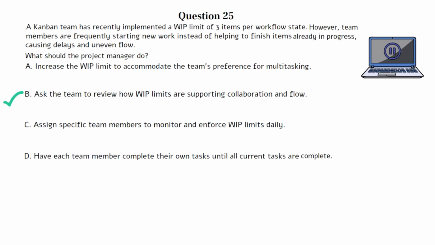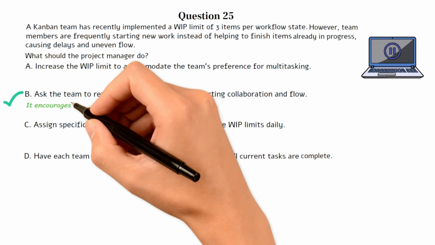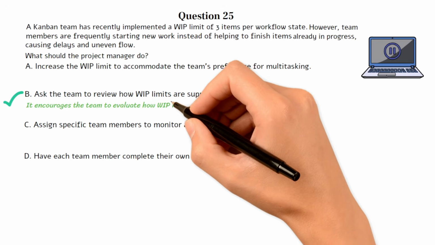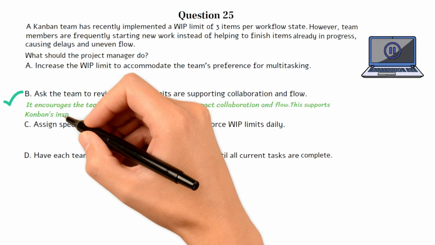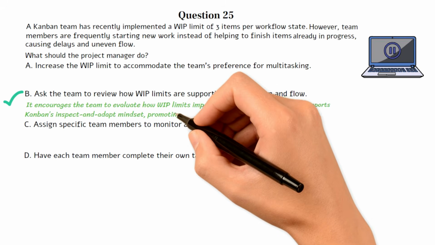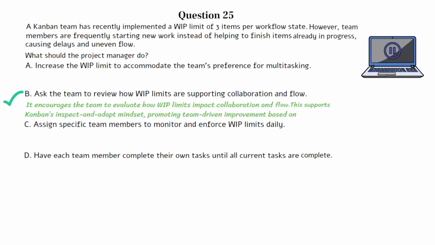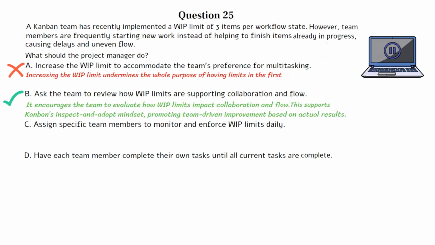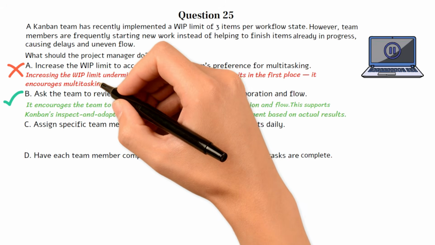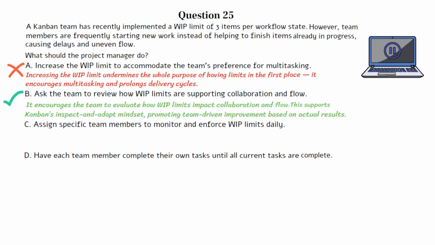Choice B is the best option because it asks the team to reflect on how their work-in-progress limits are supporting collaboration and flow. This aligns with Kanban's emphasis on inspect and adapt thinking, where the team takes ownership of improving its own system based on real observations and outcomes. Choice A is incorrect. Increasing the work-in-progress limit undermines the whole purpose of having limits in the first place. It encourages multitasking and prolongs delivery cycles.